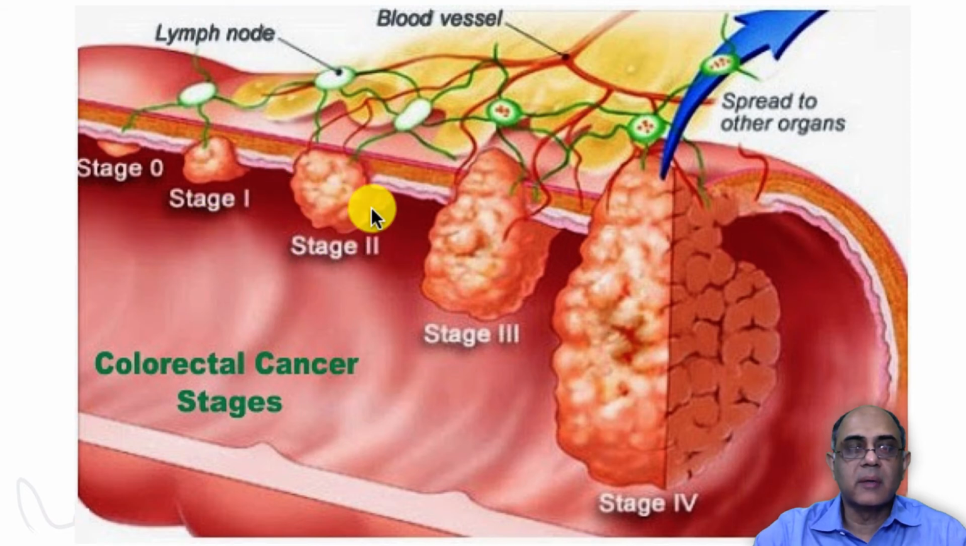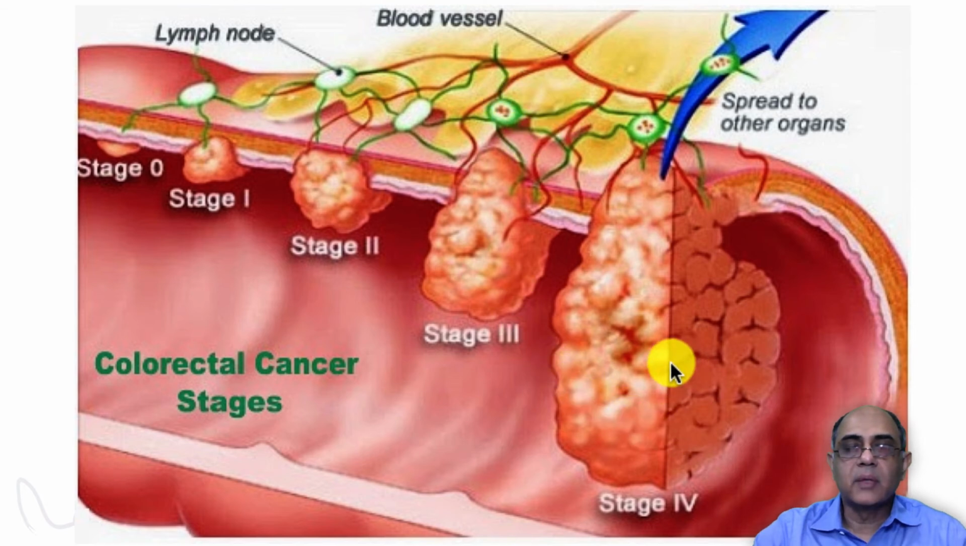When we come to stage 3, whatever the size of the tumor, T1, T2, T3 or T4, the important point is the involvement of the lymph nodes. So when the lymph nodes get involved, the stage is advanced. And you can see the tumor is coming out of the serosa also. The T doesn't matter in stage 3. The main problem is with the lymph nodes.